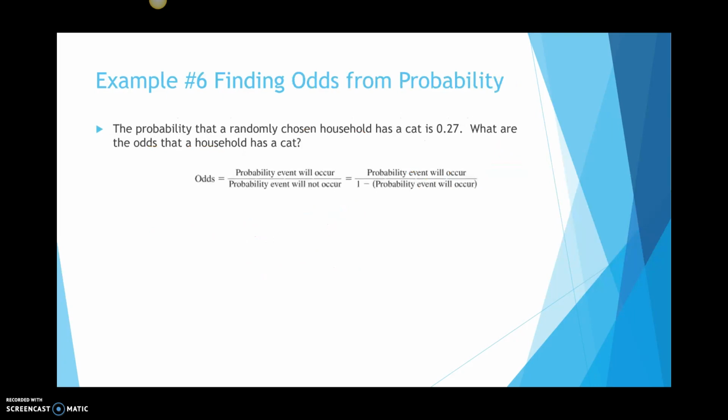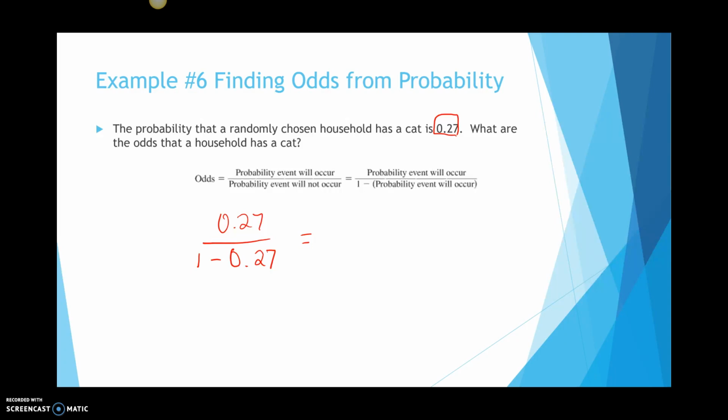Last, example number 6, it says the probability that a randomly chosen household has a cat is 0.27. What are the odds that a household has a cat? Well, the setup of this is odds equals the probability the event will occur out of the probability the event will not occur. So the probability the event occurs is 0.27, our top value. Now we set the bottom up as 1 minus the probability the event will occur. Why is it 1 minus? Well, 1 is representing 100%. So we take 100% and subtract the percent or decimal, the probability the event will occur.